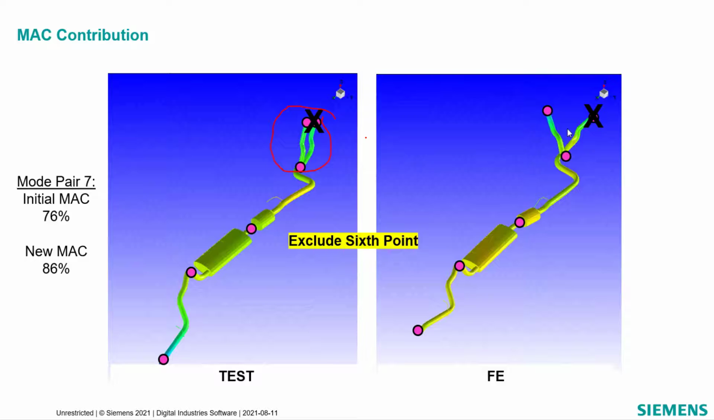Go ahead, Nick. I was just going to say, so this correlation tool is kind of telling us where on the structure our test mode shapes and our FE mode shapes are differing. At what location are we really seeing these large differences? Yeah. Okay. And this is where the detective work actually begins. We know that we didn't have the greatest MAC. We want to improve it. Now it's giving us a clue where to look.